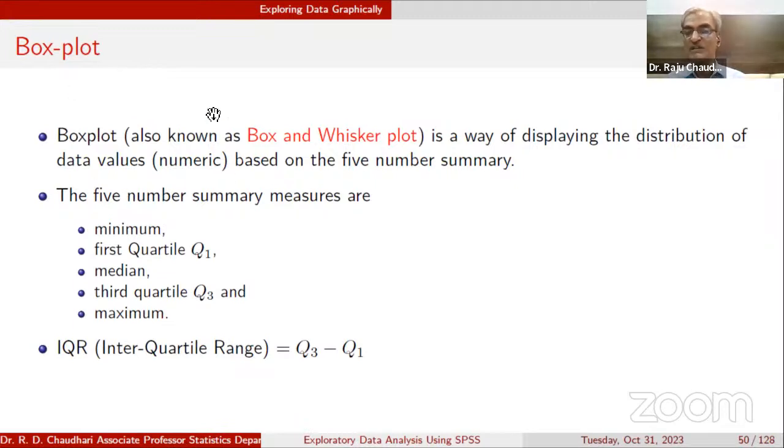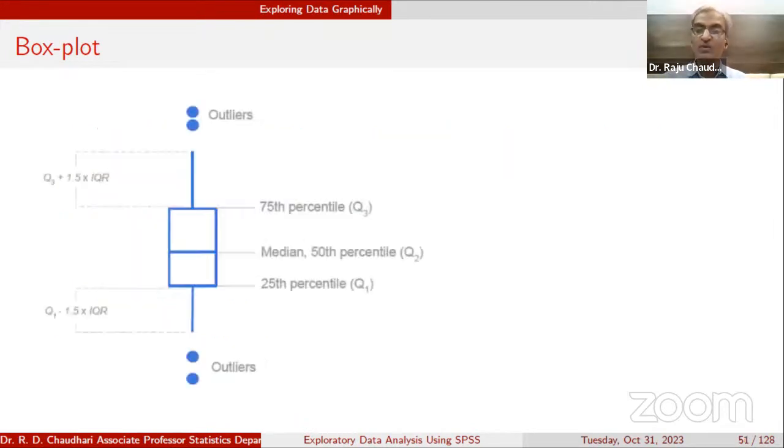And this box plot is also based on this particular formula. It is known as the interquartile range. And this box plot is the easiest way to trace out the outliers in the data. Okay, we will see how to do this.